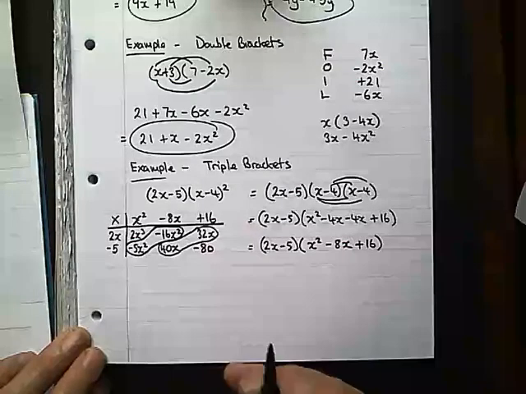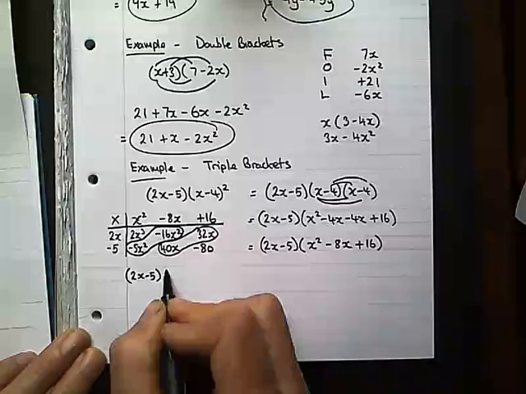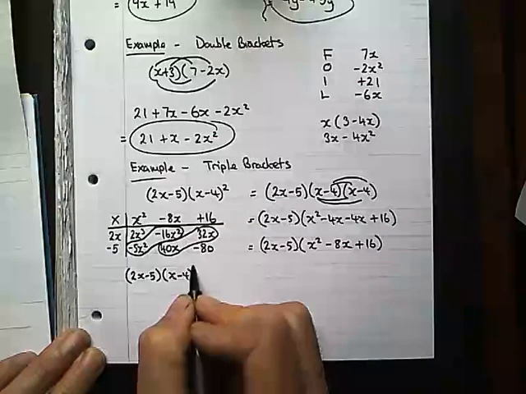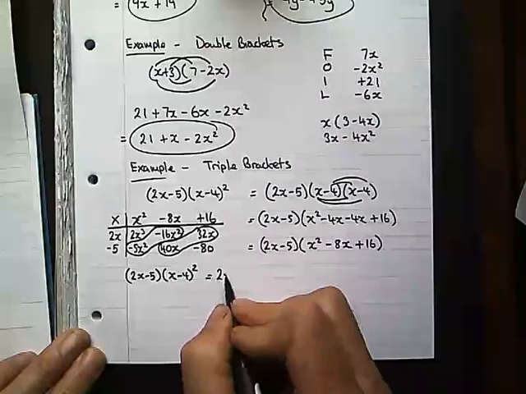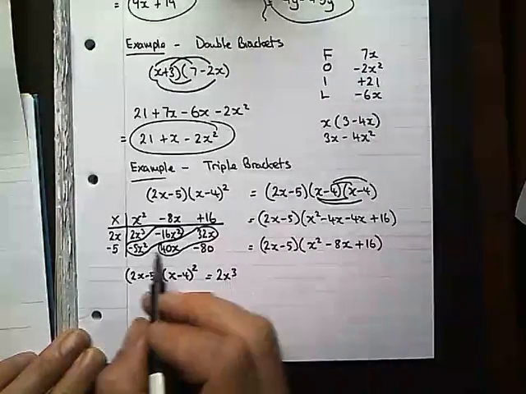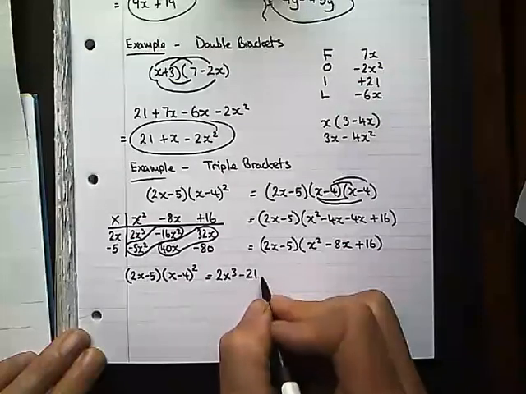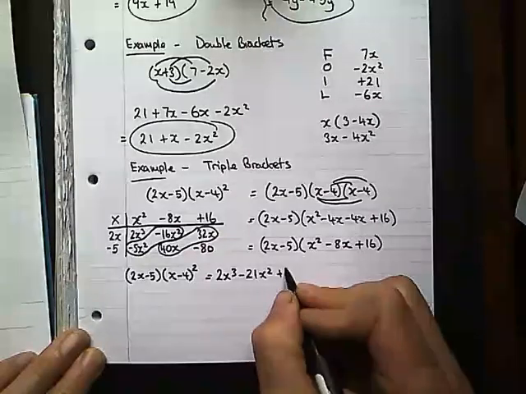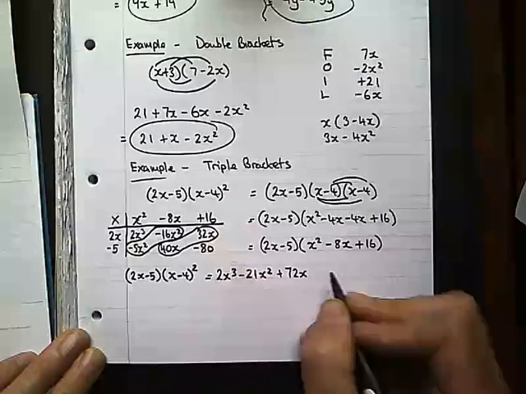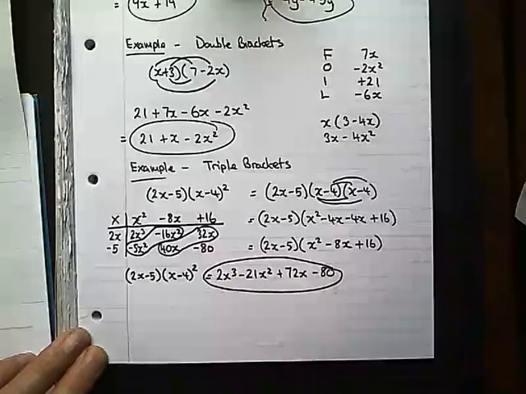So what I have is 2x minus 5 times x minus 4 all squared equals 2x cubed minus 5x squared minus 16x squared is minus 21x squared. 40x plus 32x is plus 72x, and then I've got my minus 80. And that is your answer.